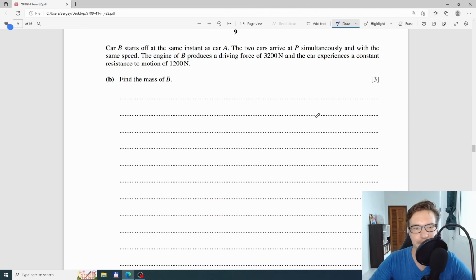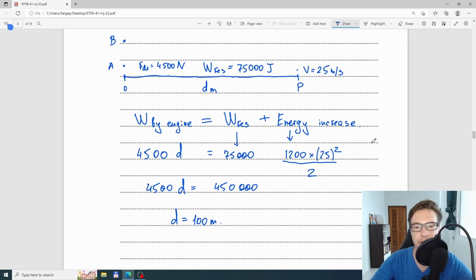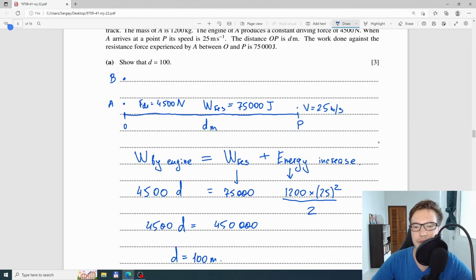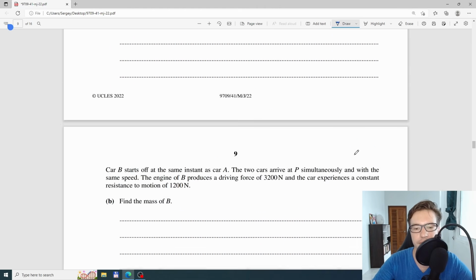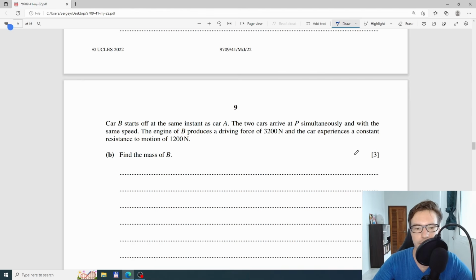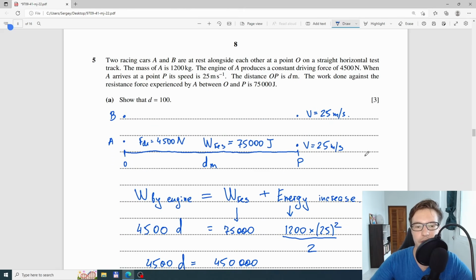All right, question B. Now we have the second car, which starts off at the same instant as car A. They arrive at point P simultaneously with the same speed. Let's get back to our sketch. So they arrive simultaneously at point P with a velocity of 25 meters per second. The engine of B produces a driving force of 3,200 newtons. Let's put this on the diagram as well. The driving force equals 3,200 newtons.